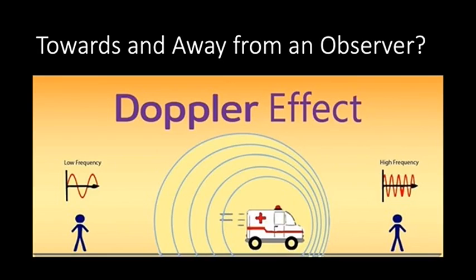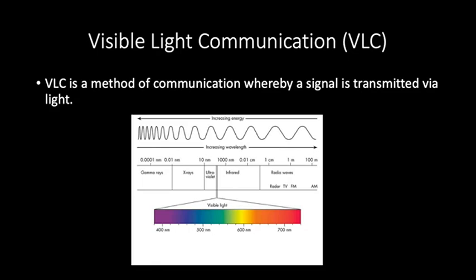These apparent pitch changes are due to the Doppler shift phenomena and can be applied to any type of waveform, such as light. VLC is a method of communication whereby a signal typically in the range of 400 to 800 terahertz is transmitted via light. This type of technology makes use of light-emitting diodes for speeds of up to 500 megabits per second to transmit information. Electronic devices, known as photodiodes, are used to receive the light signal.